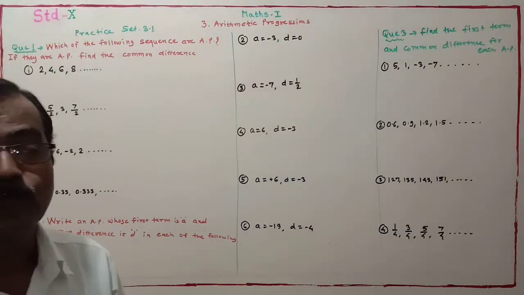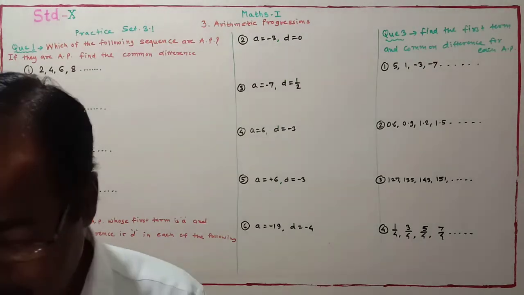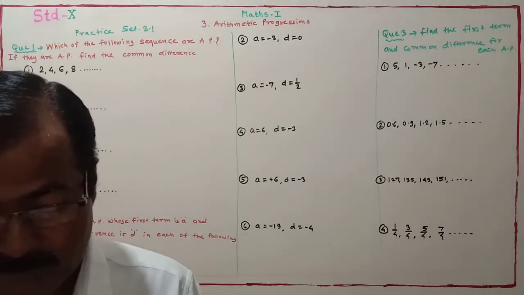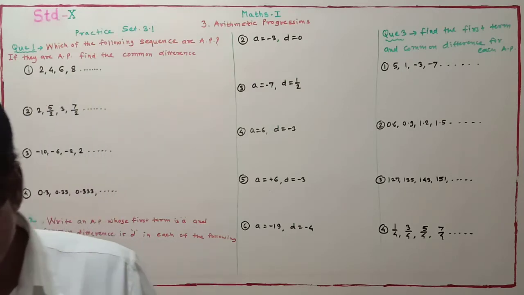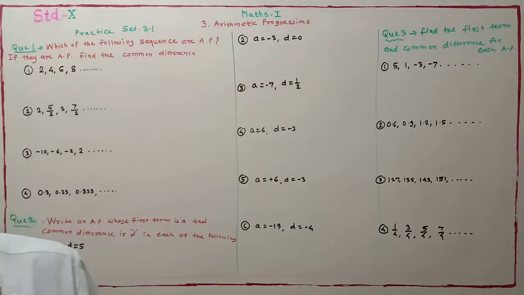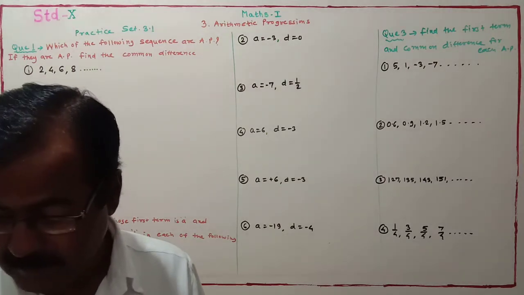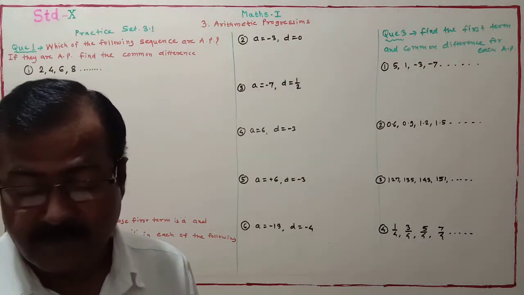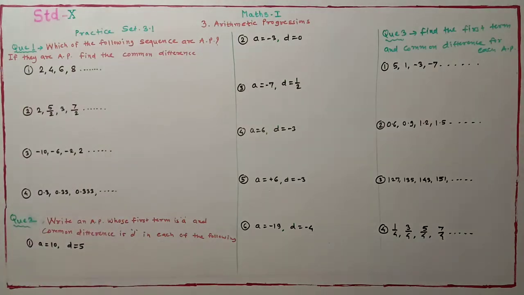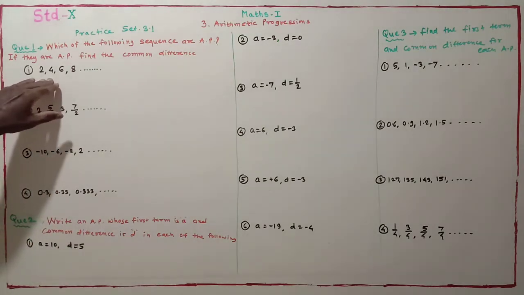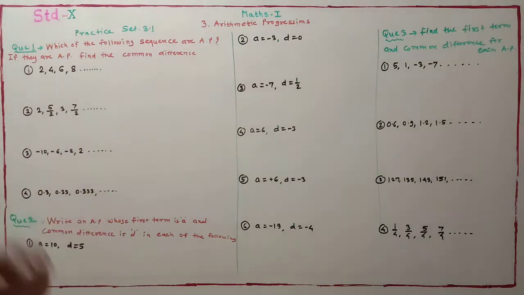In last period, we studied arithmetic progressions. In these arithmetic progressions, the first point is sequence, and then we learn about terms in a sequence. In arithmetic progressions, if a sequence is given and the common difference is constant, then this sequence is called an arithmetic progression. Means arithmetic progression is a sequence. In a sequence, if the common difference is constant, then this sequence is called an arithmetic progression.